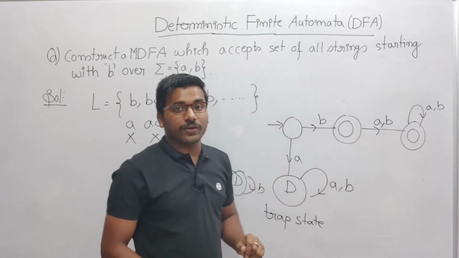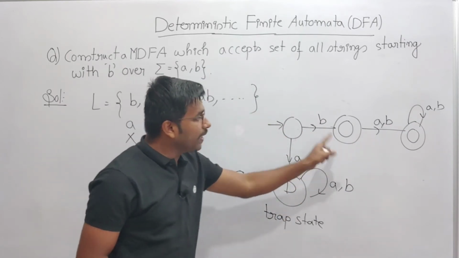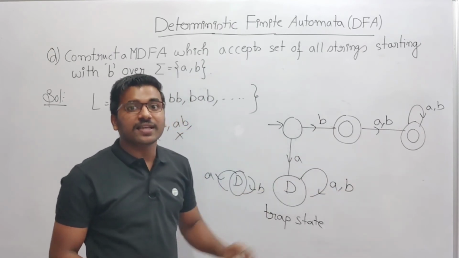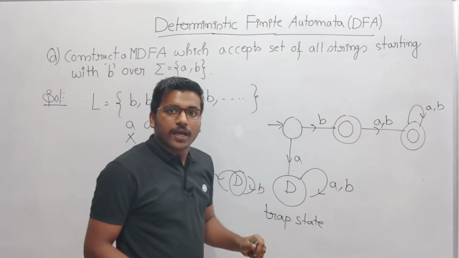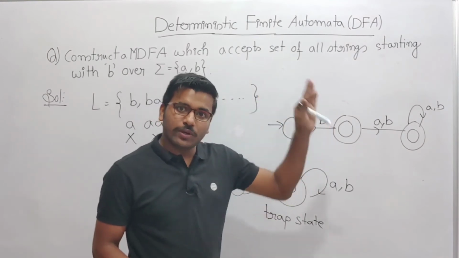Now this is a DFA but not the minimal DFA, because you can reduce the number of states in this DFA. How can you reduce? By only getting B you are accepting. After that, whatever will come, you can accept now.